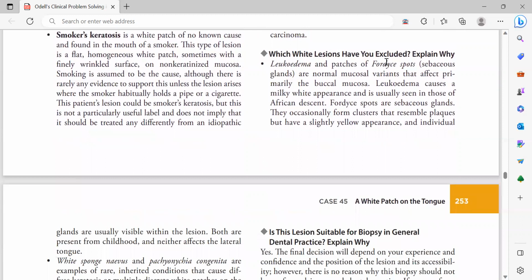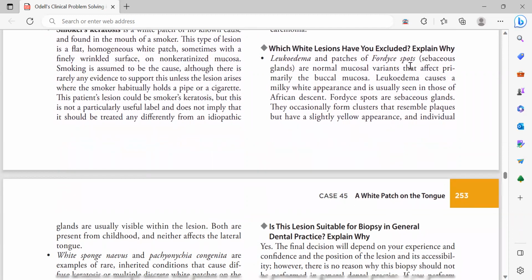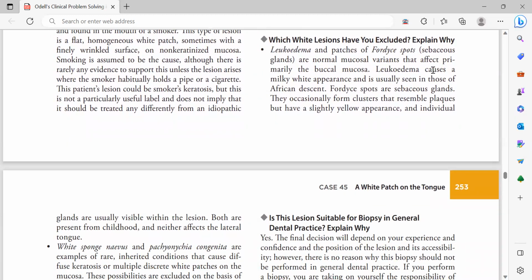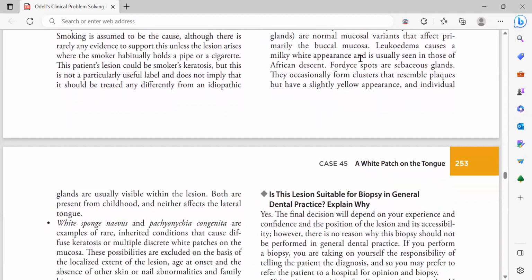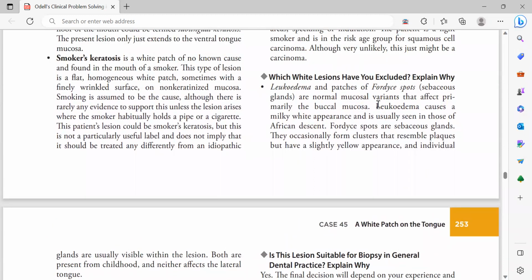Then, which white lesions have you excluded? Explain why. Leukoedema and the patches of Fordyce spots. They are normal variations and they primarily affect the buccal mucosa. Leukoedema causes a milky white appearance. What you can do for these is just look in Google to see their pictures. How do these lesions look? Then you would come to know and it will fit in your mind and you won't forget.